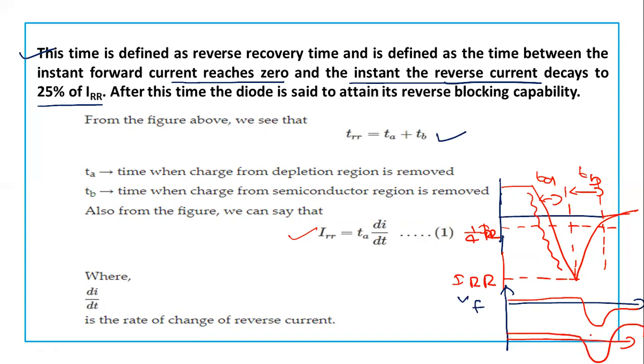So the major power loss will be happening during TB. TB will be the major power loss region. And what is TB? The time taken for the charge from the semiconductor region to be removed. So this is the switching characteristic, turn on and turn off.